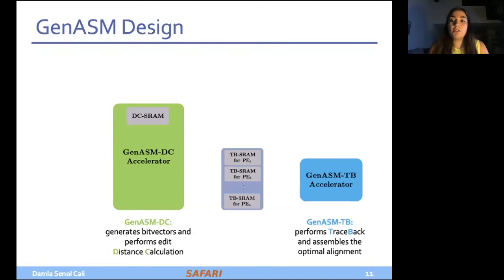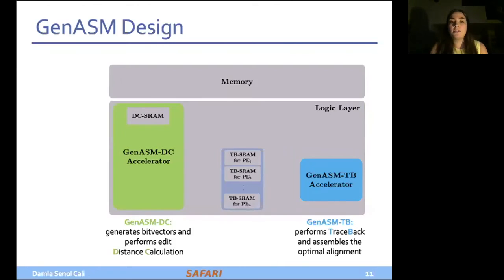So our accelerators can be ported anywhere in the system, but in order to achieve high parallelism and low power consumption, we place our DC and TB accelerators along with the SRAMs in the logic layer of 3D stack memory. Our hardware is highly efficient in terms of both area and power, so we are within the budget limits of the logic layer. Let's look at the overall mechanism of GenASM.